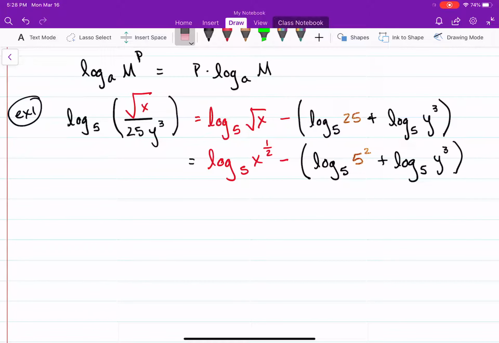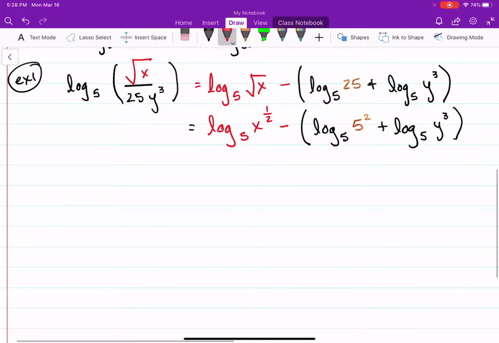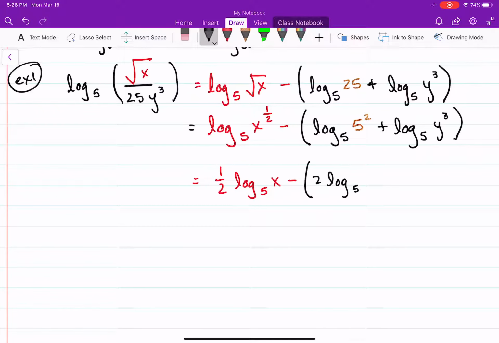With that being said, I can write this as equal to 1/2 log base 5 of x minus 2 log base 5 of 5 plus 3 log base 5 of y.